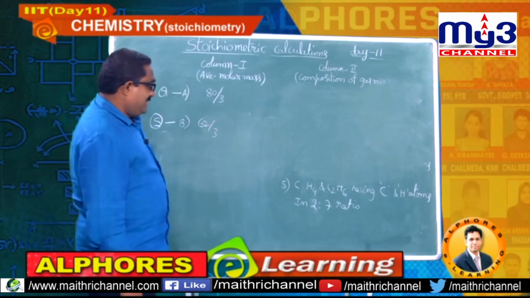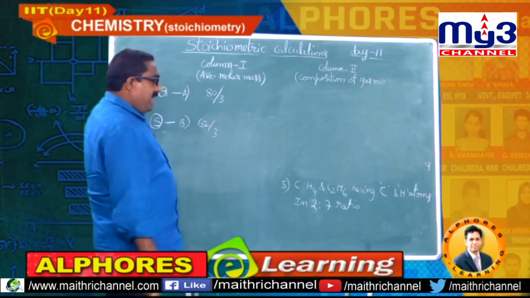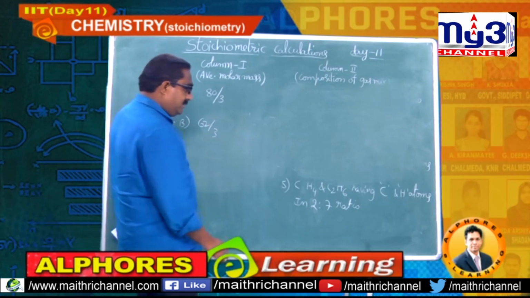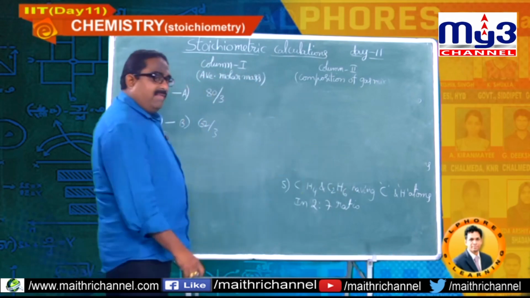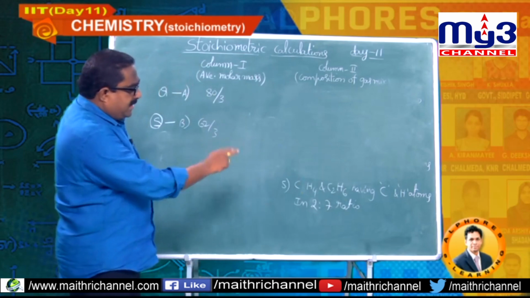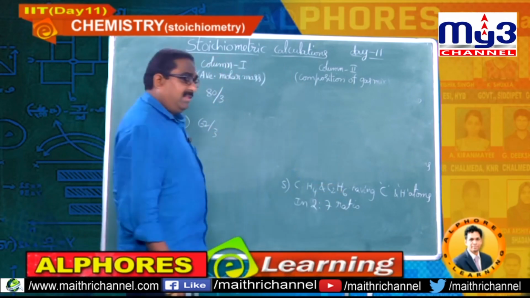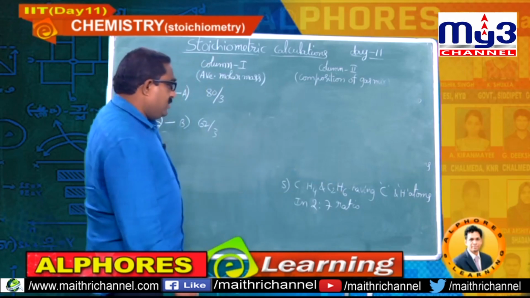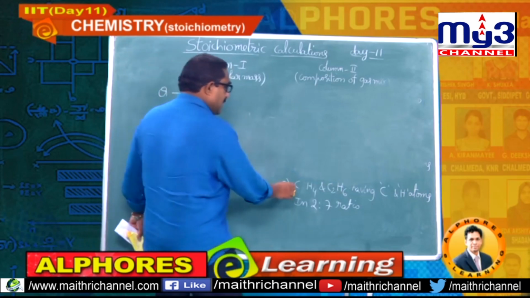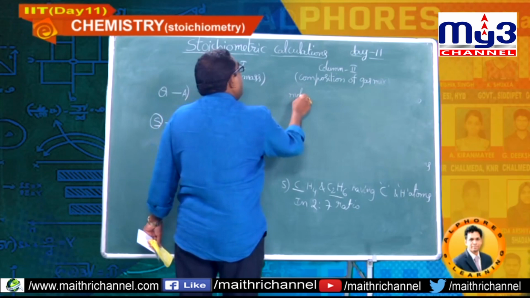Okay students, let me check whether B is going to match with S or not. And according to the data given, the gas mixture contains CH4 methane and C2H6 ethane, but having carbon and hydrogen atoms in the ratio of 2:7. Okay. Now I am going to calculate mole ratio.